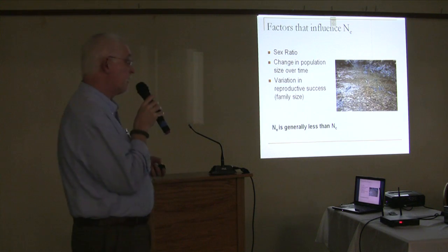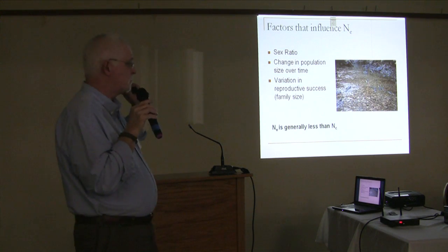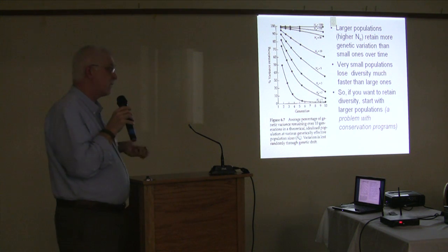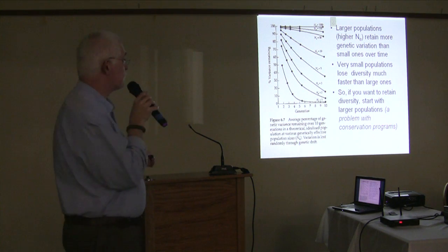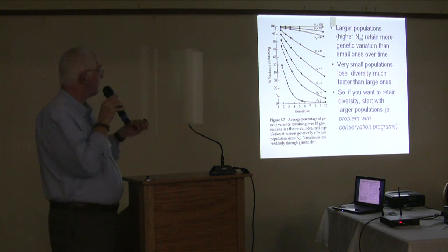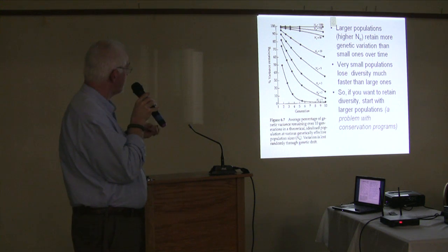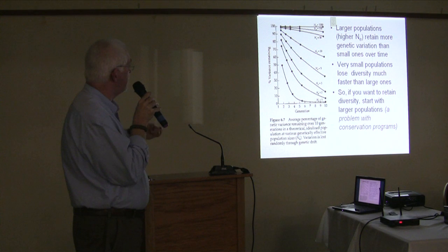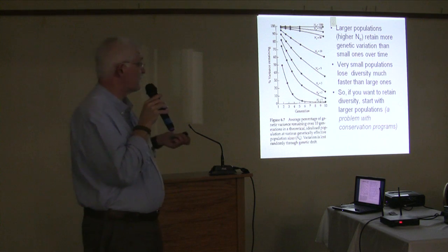And that's something to keep in mind, because the effective size is what determines, to a large extent, the diversity that you have remaining. So larger populations have a tendency to retain more genetic variation over time, and very small populations lose diversity much faster than large ones. Here you can see in this graph that up here at these large effective sizes, the diversity lost over 10 generations is not very much, whereas in the range here from 10 to 1, genetic diversity loss is pretty great.